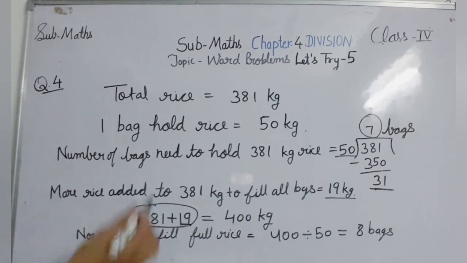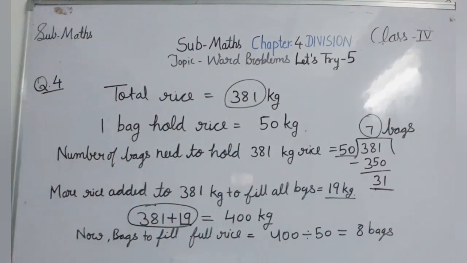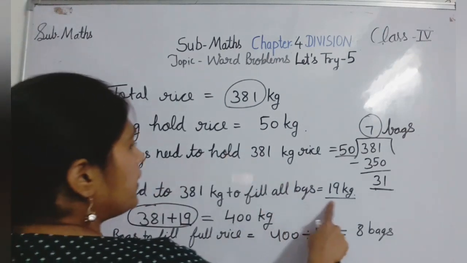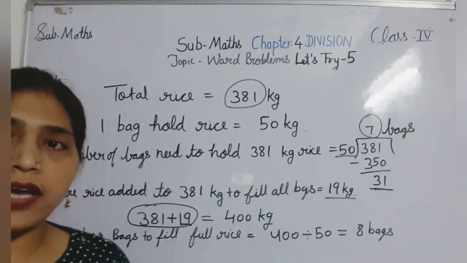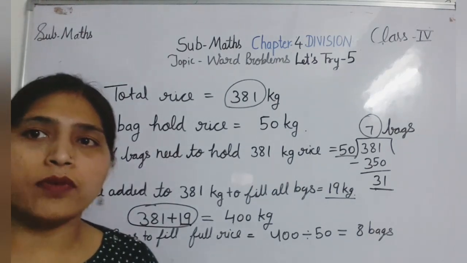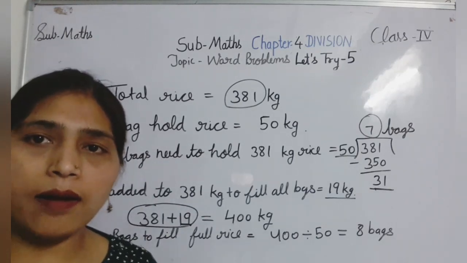More rice added to 381 kg to fill all the bags is 19 kg. Means हमें अगर उस राइस में ये जो टोटल राइस थे इसमें हमें कितना और ऐड करना पड़ेगा? 19 kg और उसमें ऐड करना पड़ेगा जिससे कि हमारे सारे बैग्स कंप्लीटली फिल हो जाएंगे. ओके, कोई राइस लेफ्ट ओवर नहीं रहेगा. All the bags will be filled completely.